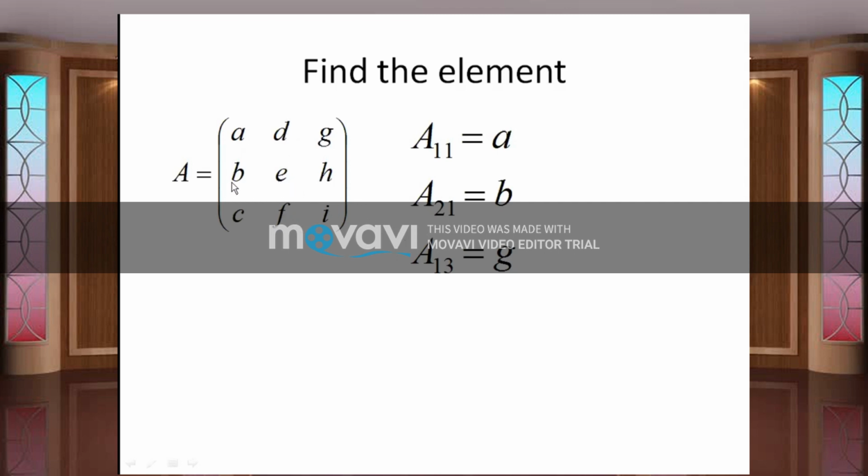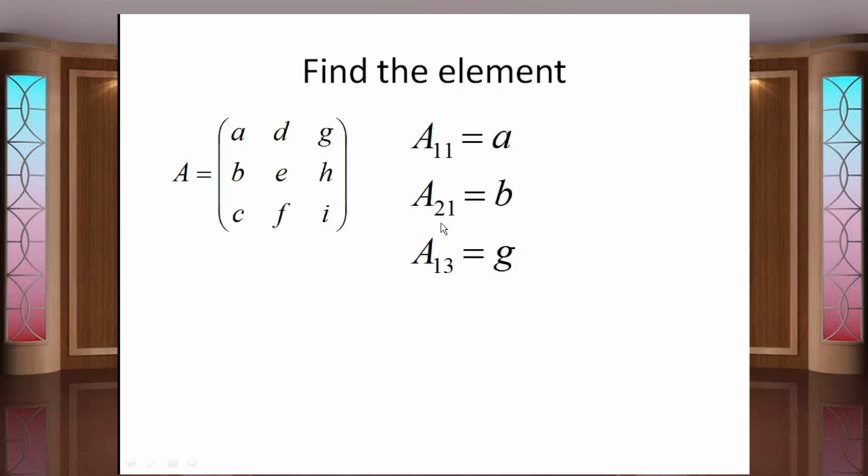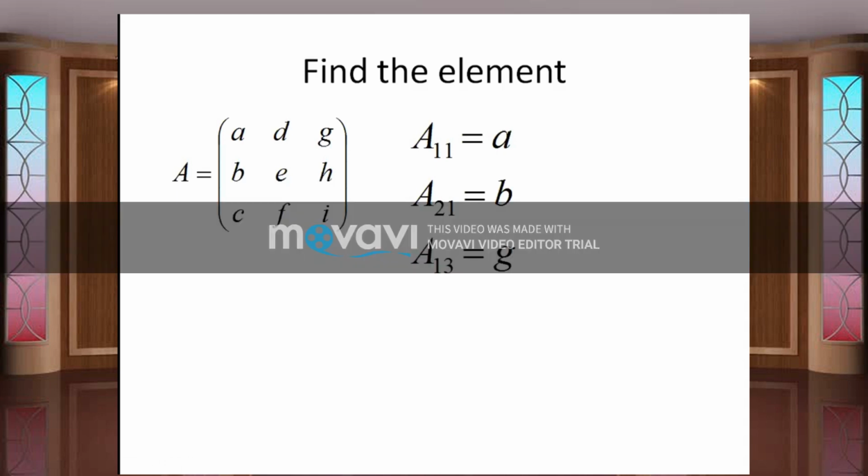So go for the rows first. First one will be the row, second one will be the column. And we have to count first the row, then go for the column. Okay, so this is the number 2 row and now number 1 column. That means it denotes the element B.